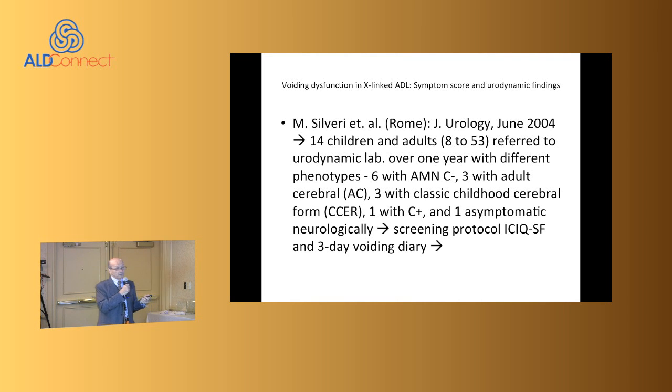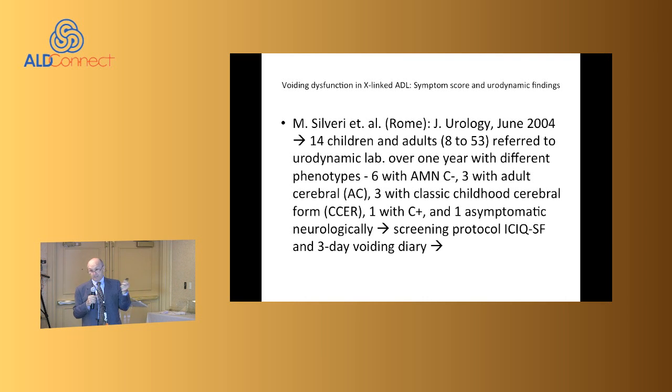So this is another study that actually came out before that, a study that was done out of Rome, Italy, now 11 years ago. All they did was compile a series of patients, ages 8 to 53, with ALD that came to their urodynamic laboratory for testing. As you can see, they compiled various phenotypes: adrenomyeloneuropathy without cerebral involvement, 3 with adult cerebral involvement, 3 with classic childhood cerebral form, 1 with adrenomyeloneuropathy with cerebral involvement, and 1 who was totally asymptomatic neurologically.